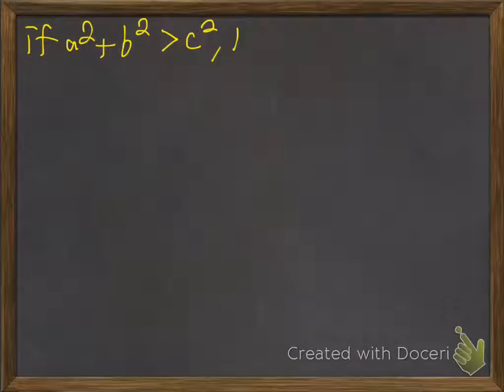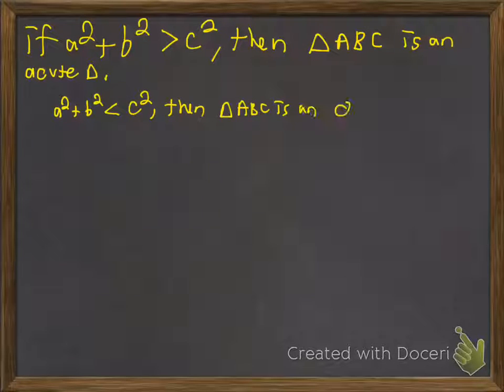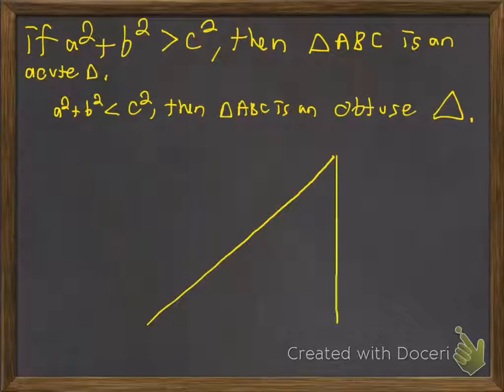So let's consider the other two cases. If a squared plus b squared is greater than c squared, then triangle ABC is an acute triangle. So obviously we have the final case. We've talked about right triangles, we've talked about acute triangles. What's the final type of triangle we have? Well, if a squared plus b squared is less than c squared, then triangle ABC is an obtuse triangle. So what's an obtuse triangle? One where one angle of the three is more than 90 degrees.